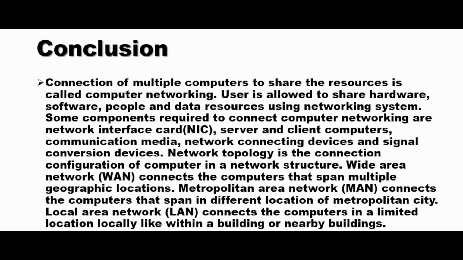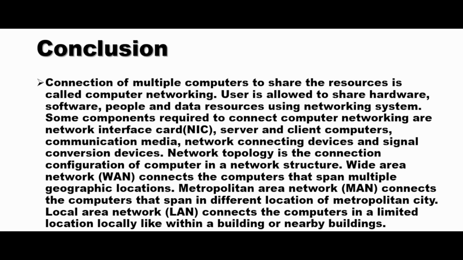While concluding our session, we will revise what we have learned. The connection of multiple computers to share resources is called a computer network. So what is a computer network? It basically connects multiple computers to share resources. Users are allowed to share hardware, software, people and data resources using a computer networking system. Some components required to connect a computer network are servers and client computers, communication media, networking devices, and signal conversion.